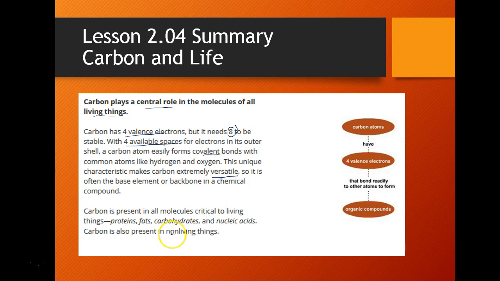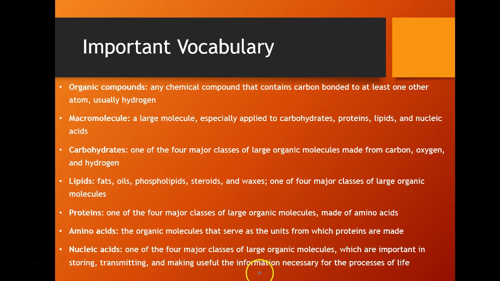We looked at different organic compounds, specifically macromolecules that carbon's involved in, like proteins, fats, carbohydrates, and nucleic acids. We also talked about at the end how carbon is involved in non-living things, like different types of fuels. Or we talked about diamonds, etc. Some important vocabulary that you'll need to know from this lesson are organic compounds, macromolecules, carbohydrates, lipids, proteins, amino acids, and lastly, nucleic acids.